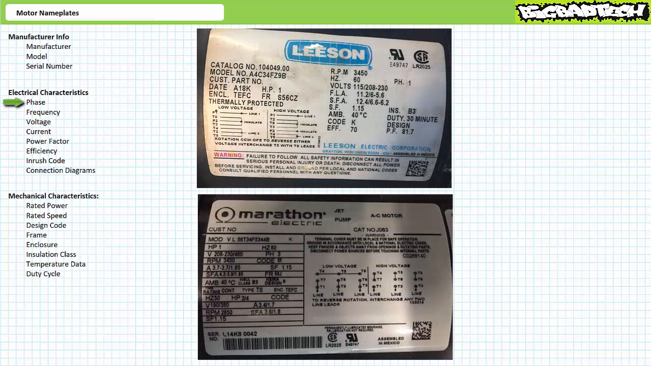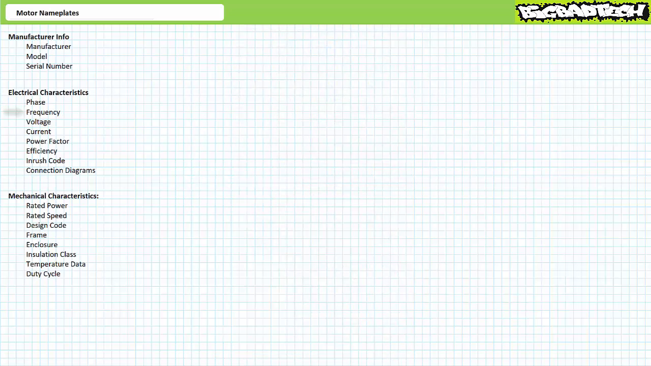Phase. The phase entry specifies if the motor in question is intended for use in an industrial three-phase AC environment or a residential single-phase AC system. Compare and contrast these two 1-horsepower motor nameplates. Even though these are both 1-horsepower motors that run at the same speed, they are not equally applicable because this 1-horsepower motor necessitates three-phase AC, whereas this 1-horsepower motor necessitates single-phase AC.